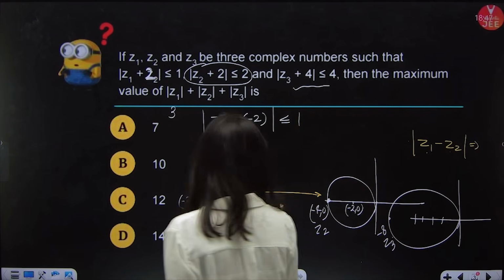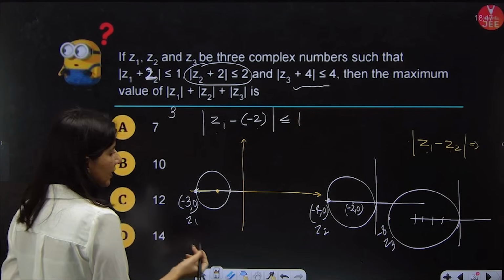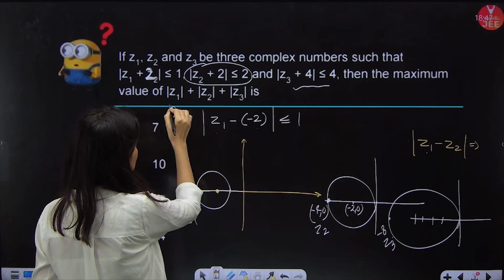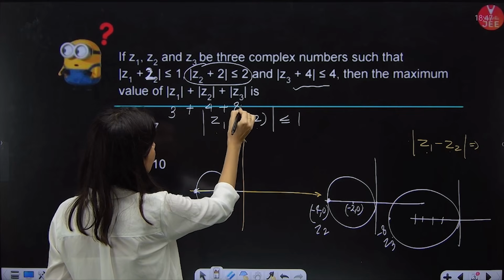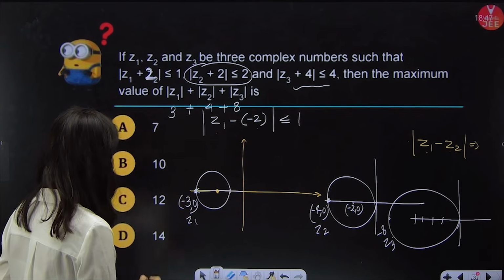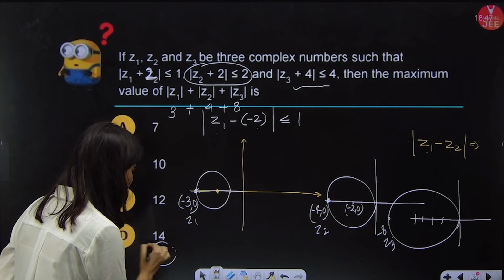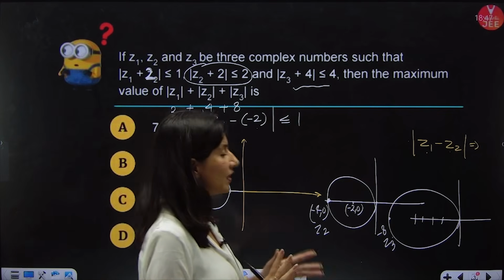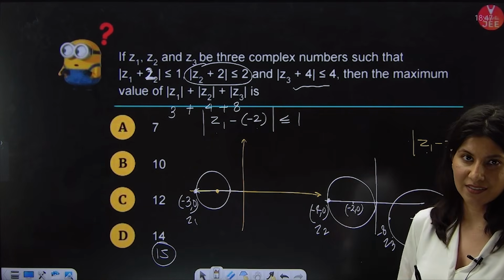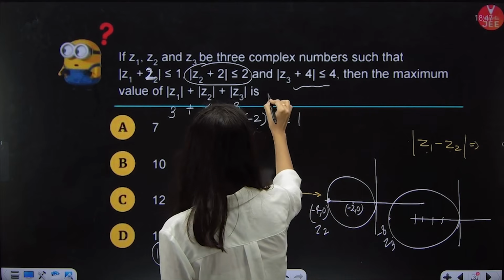So 8, then 4 and 3, right? So mod Z1 will be 3, mod Z2 will be 4, and this is 8. 8 plus 4 is 12, 12 plus 3 is 15. 15 is the correct answer of this particular question, okay? There is some mistake in this question, so 15 will be the absolutely correct answer. So the final answer is 15.